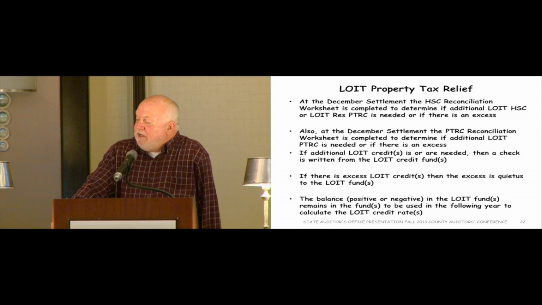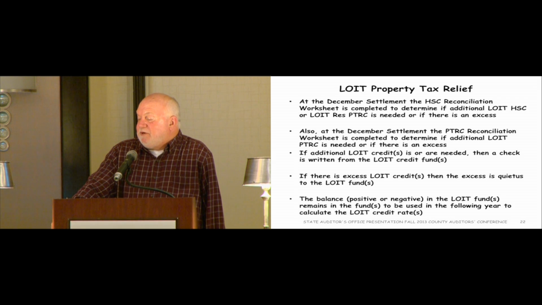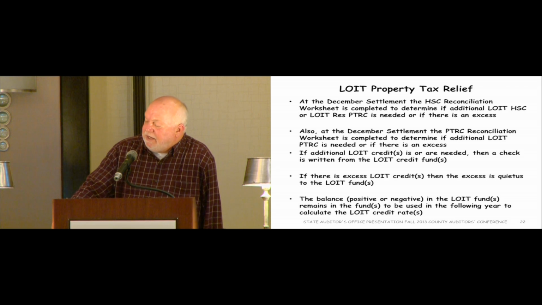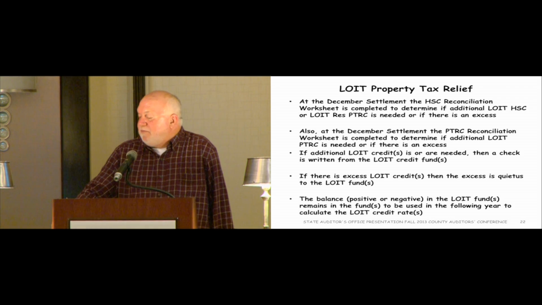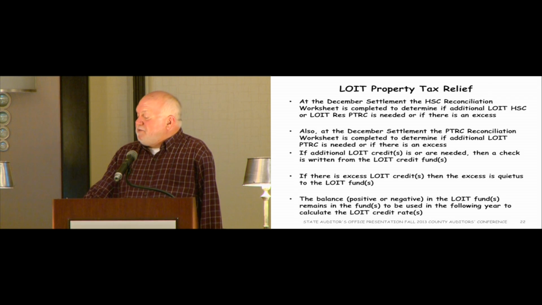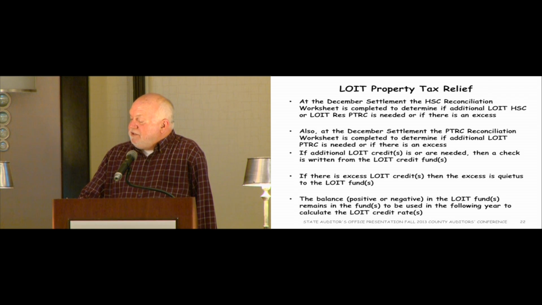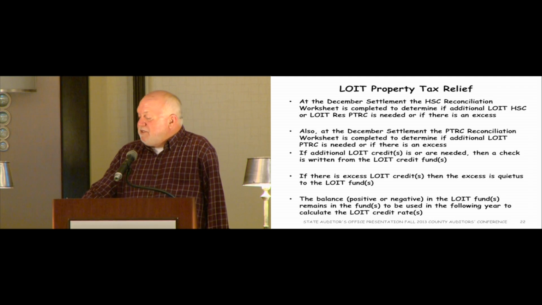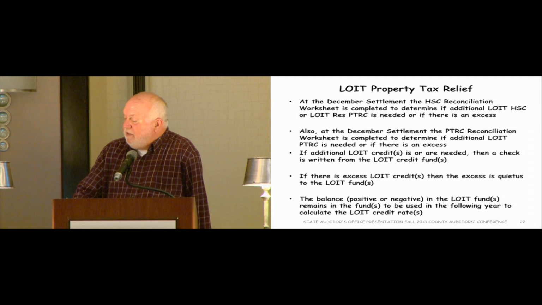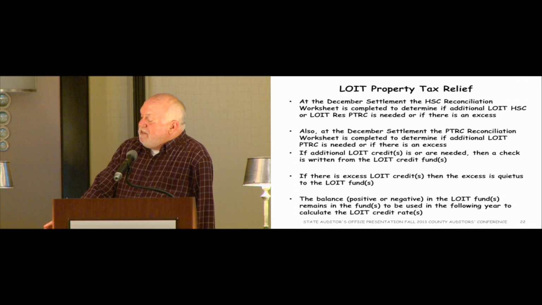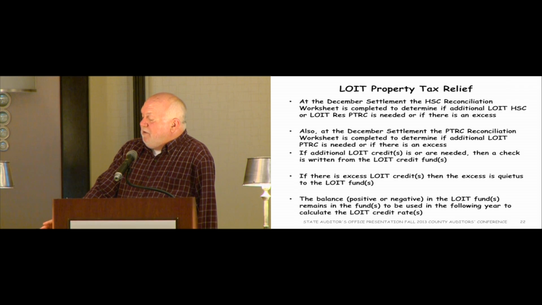There's also, if you have the property tax replacement credit, a reconciliation worksheet to prepare for that, to determine if there's excess or if you need more property tax replacement money. If more money is needed, then a check is written out of the fund to the treasurer, and if there is an excess, then the money is put into the fund at settlement. The balance in the fund remains in the fund to be used in the following year.